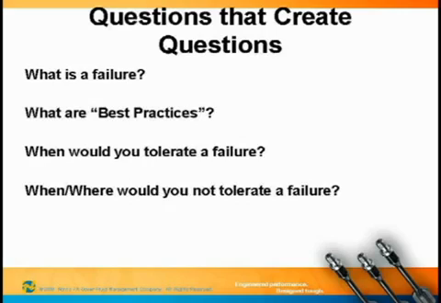What is a failure? A couple of questions that are going to create more questions whenever you get around to looking at them in your operation, and you need to have an idea for what they are for you. What is a failure? What are best practices? What are best practices for Norris are not going to be best practices for you, I'm sure. So, when do you tolerate a failure? Never? Okay. Where would you not tolerate a failure? So, just things to look at.